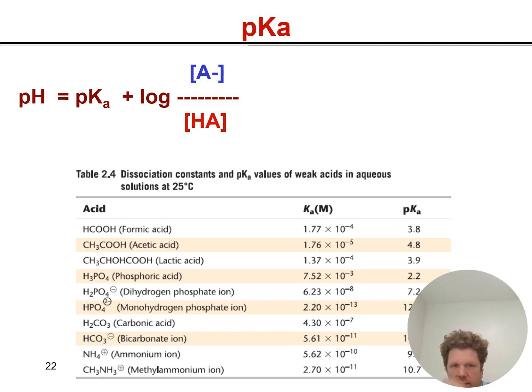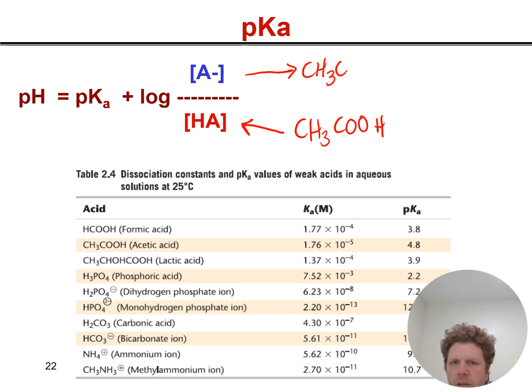Now, I think that it's always really important to think about any acid. Let's take a couple of different acids. Let's take acetic acid. Acetic acid is CH3COOH. Now, that is going to correspond to my HA. Well, if that's what corresponds to HA, then what corresponds to A minus is CH3COO minus, the acetate ion. So acetic acid versus acetate.